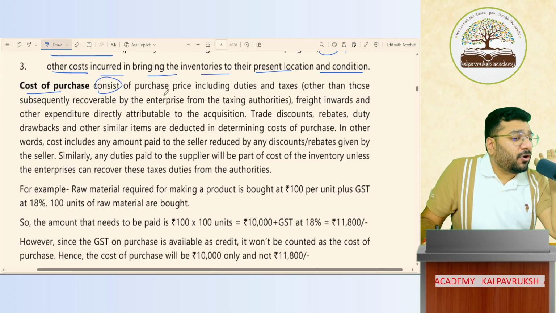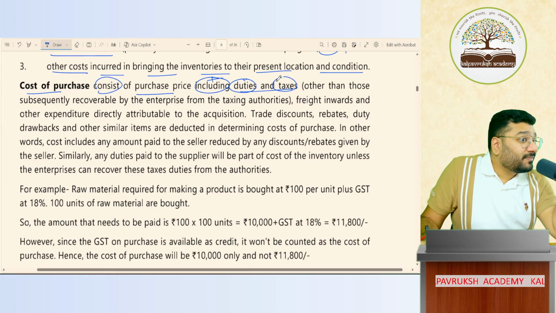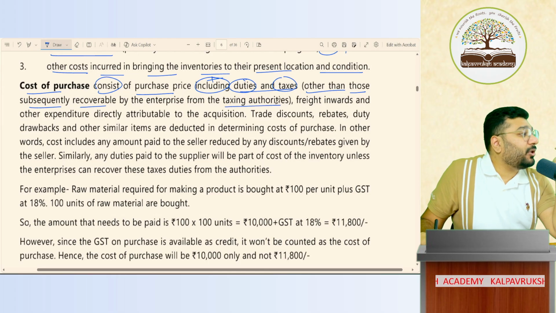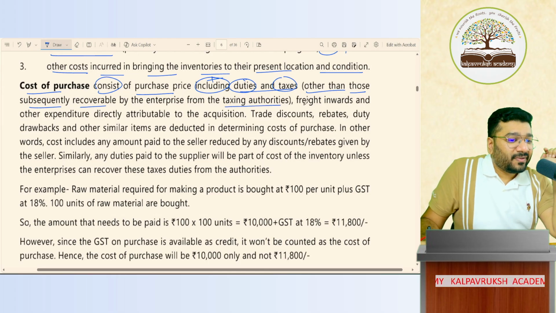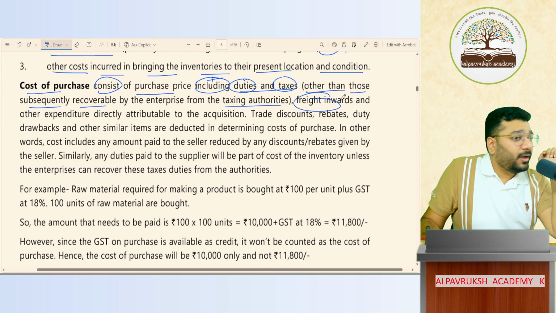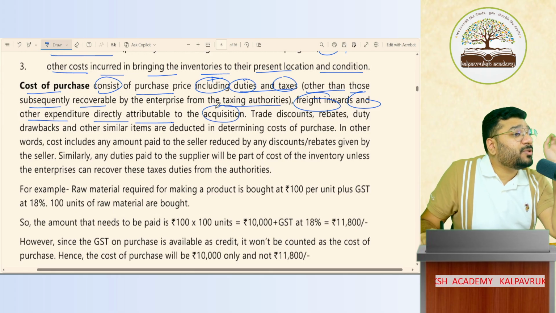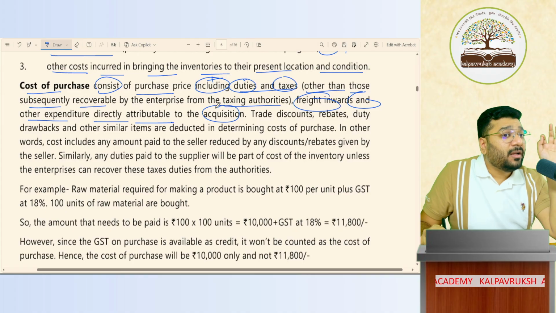Now, what is cost of purchase? Cost of purchase consists of purchase price, including duties and taxes, other than those subsequently recoverable from the taxing authorities. Means add duties and taxes, except those which I should not add. You add; if you get recovery, then minus it. Then what are we supposed to add? Freight inward and other expenditure directly attributable to acquisition. Acquisition means what? Purchase.